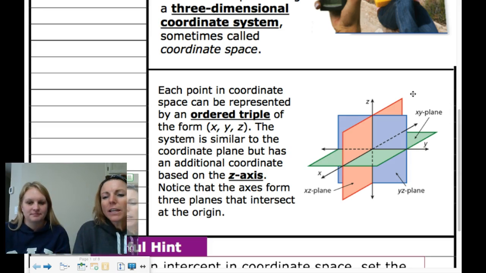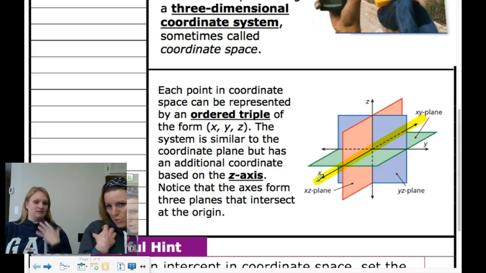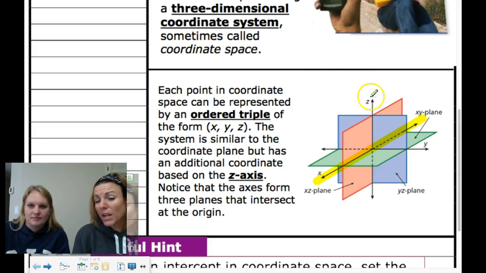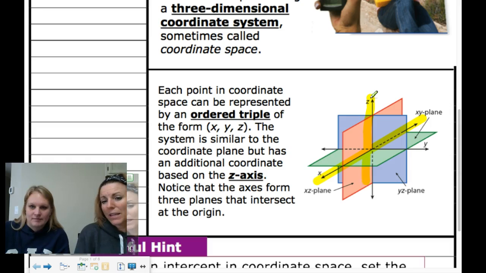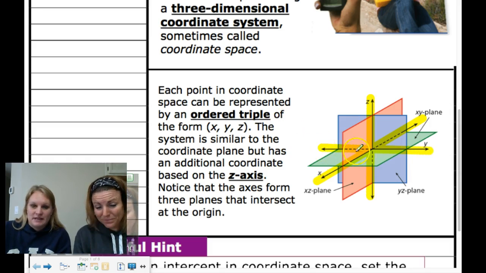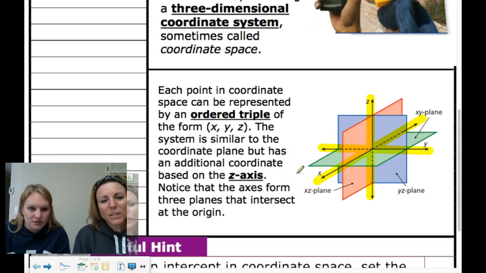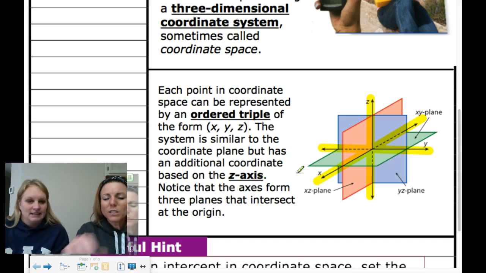I want you to pay close attention because in geometry, they treat it a little differently. In Algebra 2, this is how you have to learn it. So notice the X comes out, it's like a line coming out at you. The Z is up and down, and the Y is left and right. Before, in geometry, we did the X and the Y normal and had the Z coming out, but it's changed for Algebra 2. So that's what you need to remember.